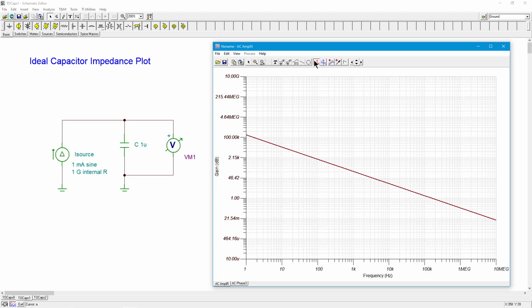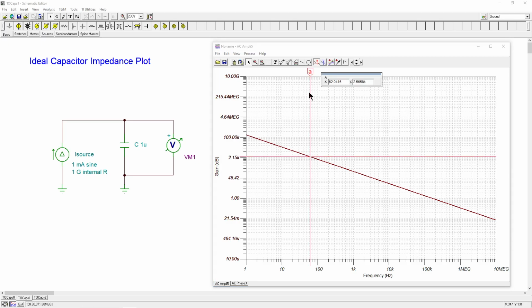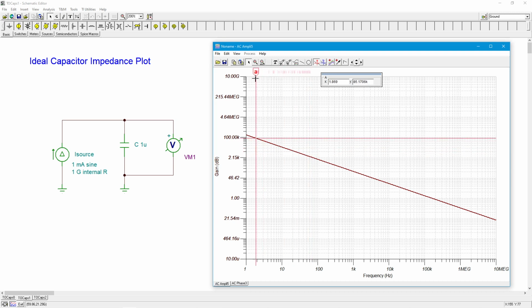So let's get a cursor on here. I'm going to come all the way down here at 1 hertz, and like we said, that should be 159K, and there it is, right, 159K. And then as we go up, if I went up to like 1K, for example, that's going to be 159 ohms, and so on and so on.